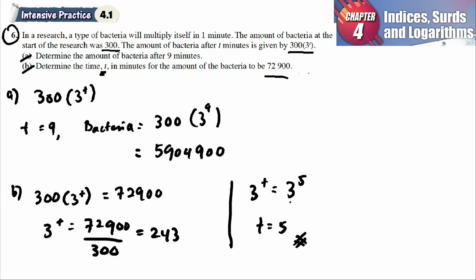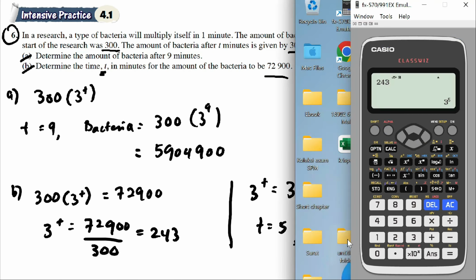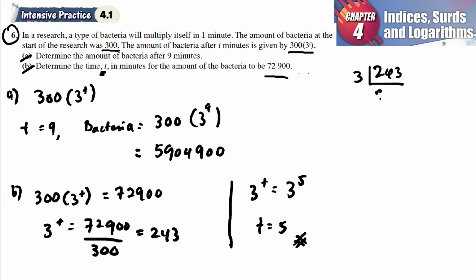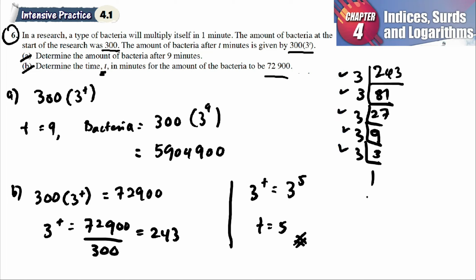For example, if you don't know the factorization here, because you cannot use your calculator, because not all calculators have this factorize function, what you do is try to divide until you get 1. 243 can be divided with 3. When you divide with 3, you get how much? 243 divided with 3, you get 81. When you divide with 3, you get 27. Divide with 3, you get 9. Divide with 3, you get 3. Divide with 3, you get 1. Counting 1, 2, 3, 4, 5, which means 243 is equal to 3 power of 5.